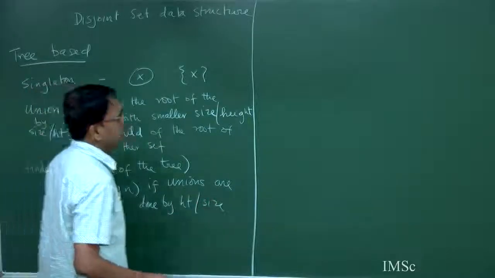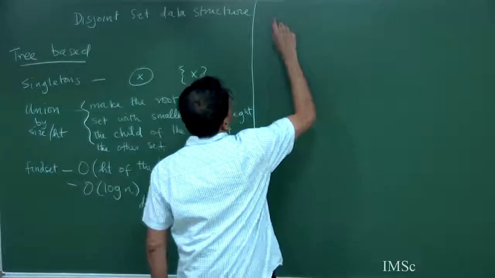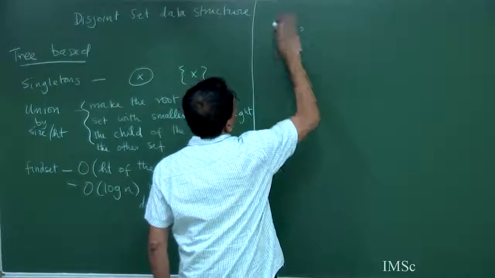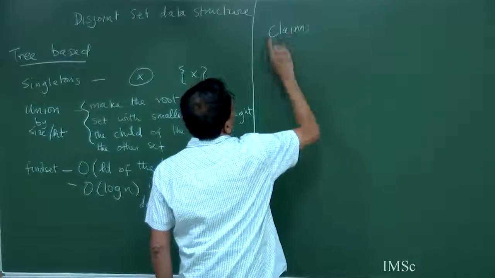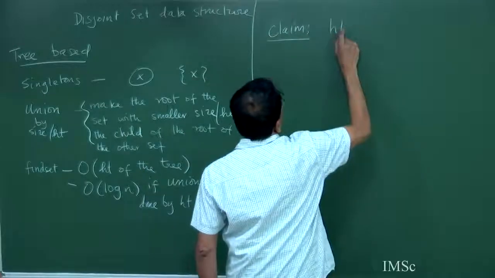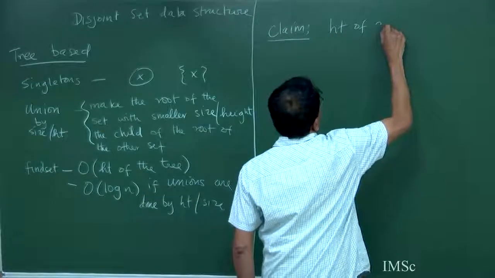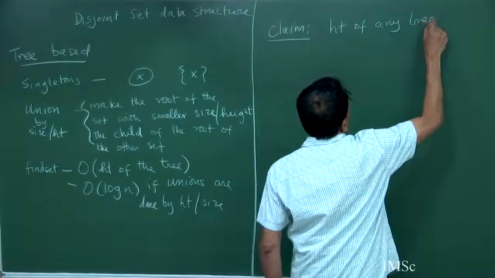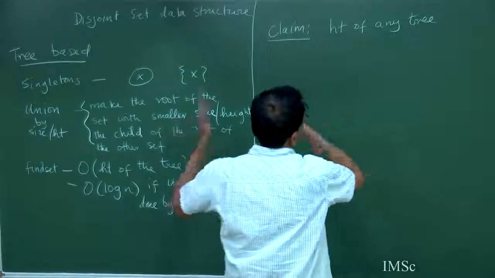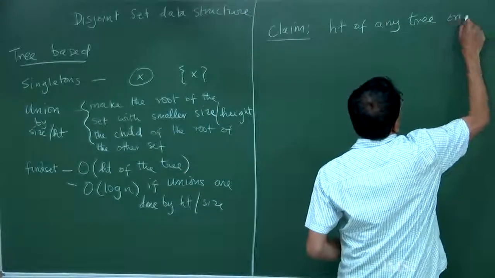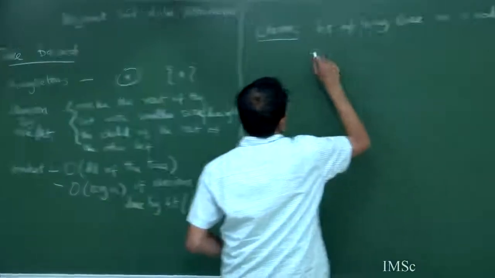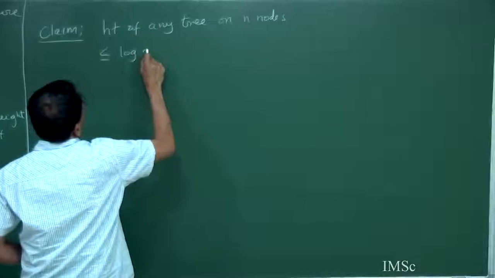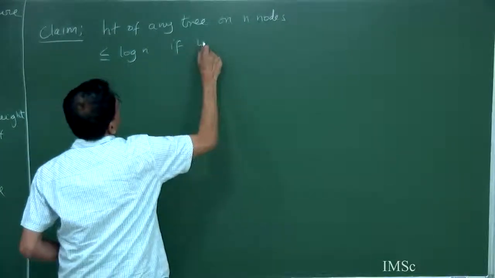Okay. So this is something I wanted to prove and I got sort of stuck. So let's make the claim. Height of any tree which you obtain through this union process on n nodes is at most log n if unions are done by size or height.